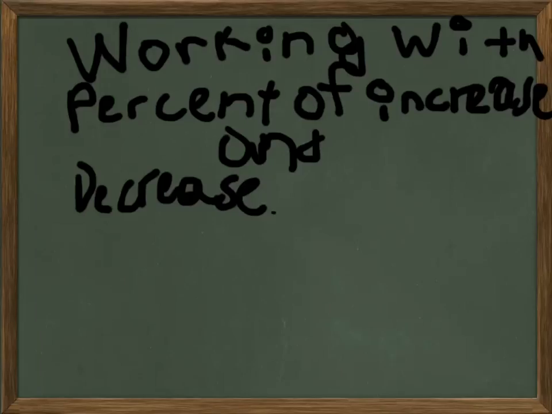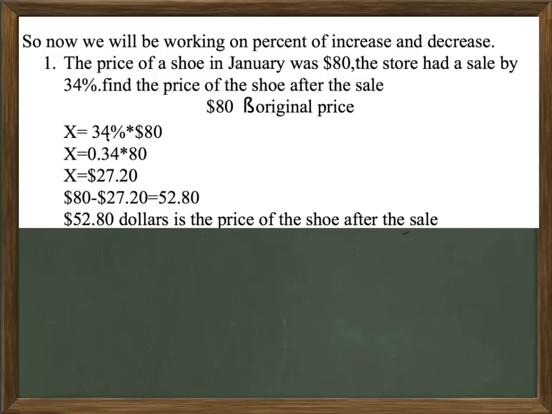Now we will be working with percent increase and decrease. First example is that the price of a shoe in January was $80, and the store had a sale of 34%. Find the price of the shoe after the sale.